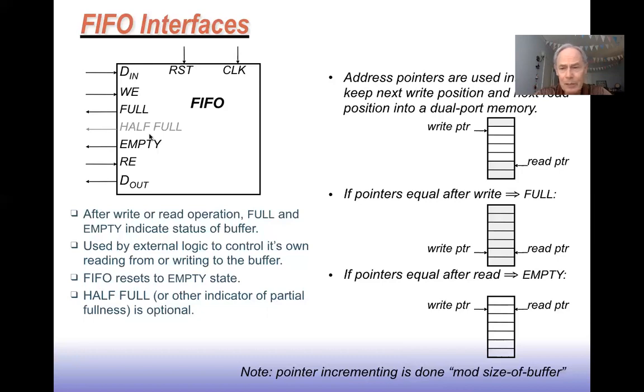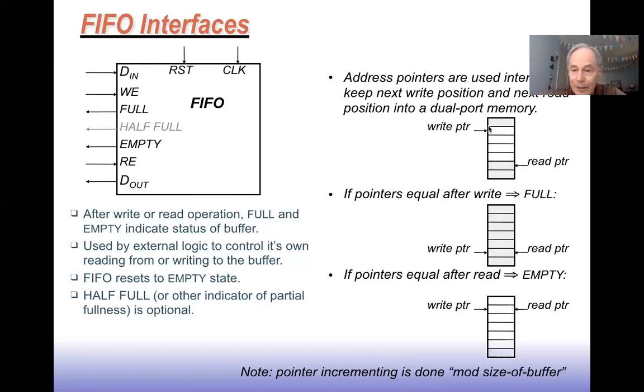More typically use memory blocks. So with a memory block, you use an address pointer to keep track of the next place to write data and the next place from which to read data, right? So for the write pointer, which points to the next, sequentially next empty location in the memory block. And there's a read pointer, which points to the oldest, first in data, the one that was written the longest ago.